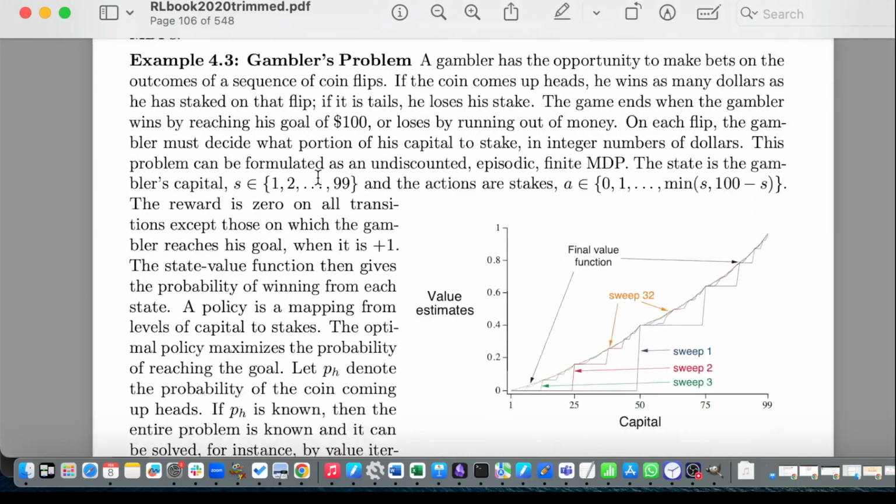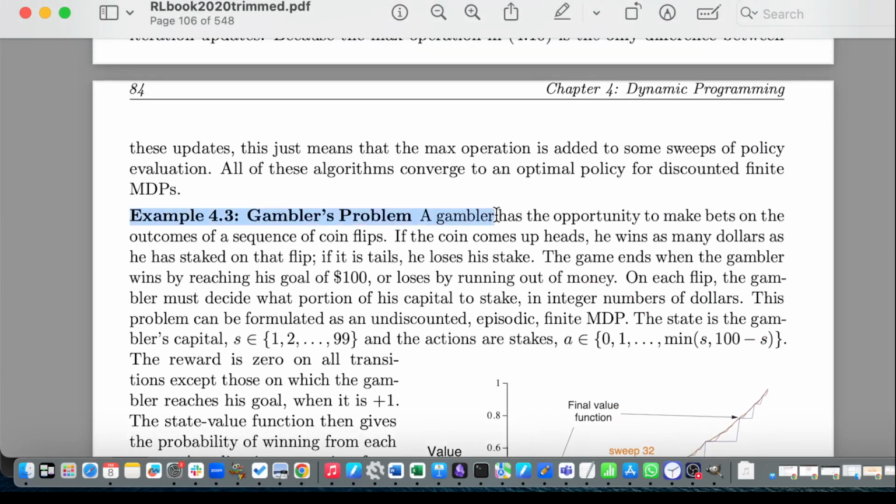There we go. Okay. So here is the gambler's problem. A gambler has the opportunity to make bets on an outcome of a sequence of coin flips. This is just like the gambler's problem you guys did in the last lab. If the coin comes up heads, he wins as many dollars as he has staked on the flip. If it's tails, he loses. So it's even odds for payouts, right? Whatever you bet, you either win or lose that amount.